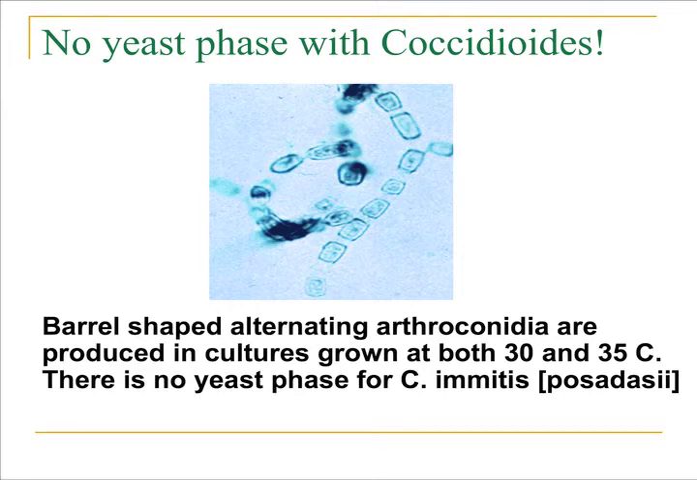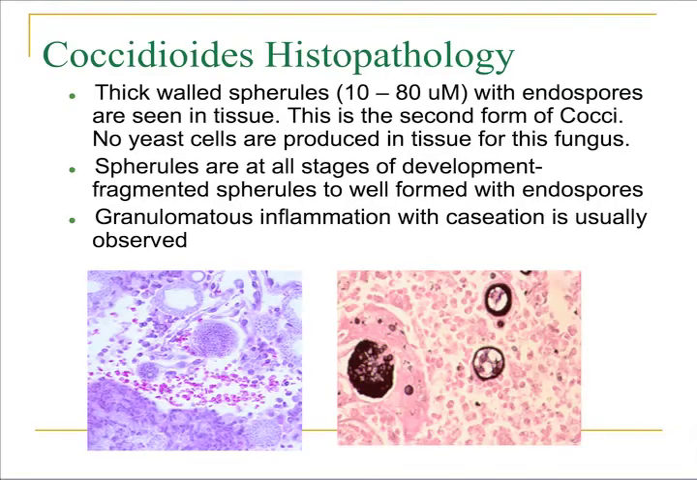Let's go to the next slide for the histopathology, and perhaps you can better understand the second phase, or what makes Cocci a dimorphic mold. On the Coccidioides histopathology, you will look at the slides and see there is not a yeast phase, but there's actually a thick-walled spherule that is produced in the tissue of specimens containing Cocci. These spherules are 10 to 80 microns in size, and inside you will see endospores. So this is the second phase of Cocci, and there are no yeast cells seen in tissue.